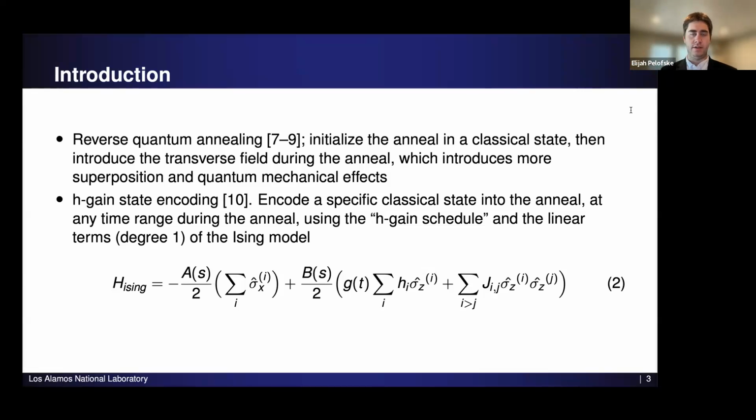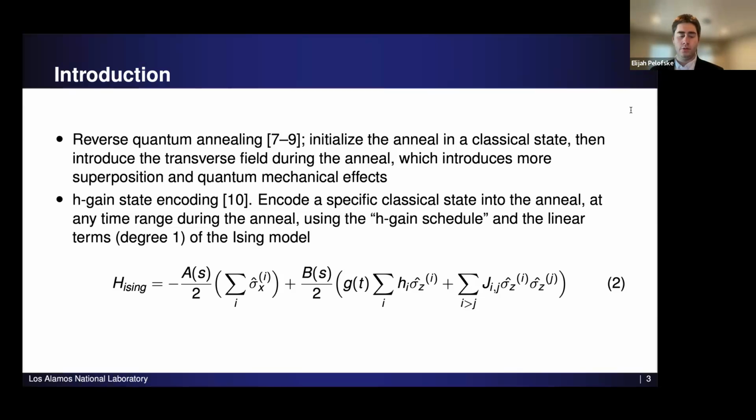And you know, based on the adiabatic theorem, if you're sufficiently isolated from the environment and you go for long enough, then you should be able to sample pretty good solutions. But with reverse quantum annealing, the idea is, well, okay, if you start in a well-defined classical state and then you just introduce some quantum fluctuations, you're effectively performing a more local search around that initial state.